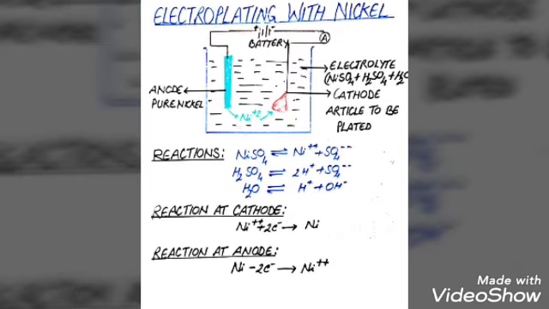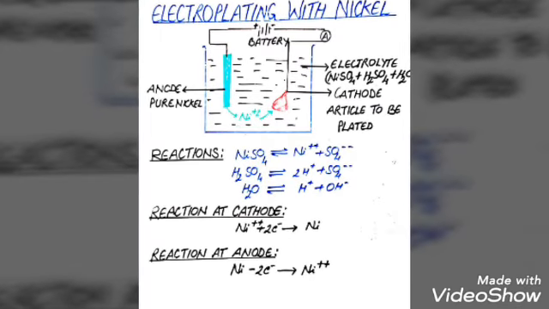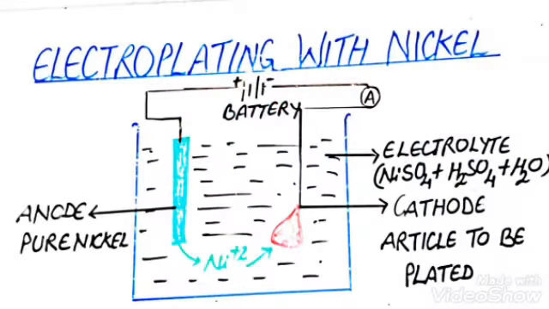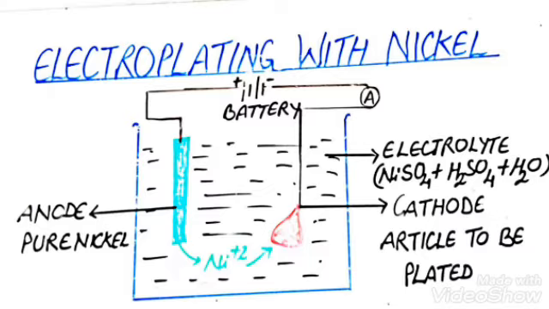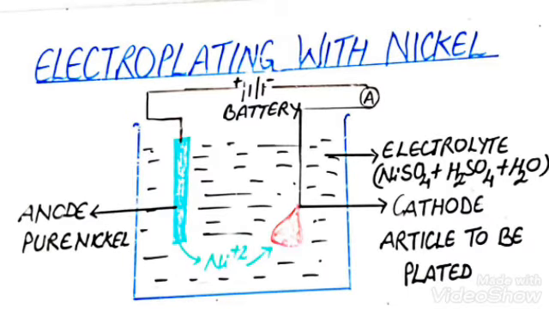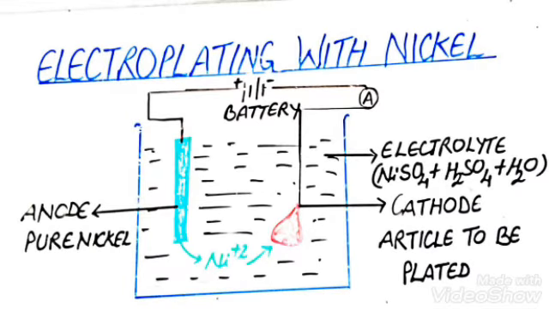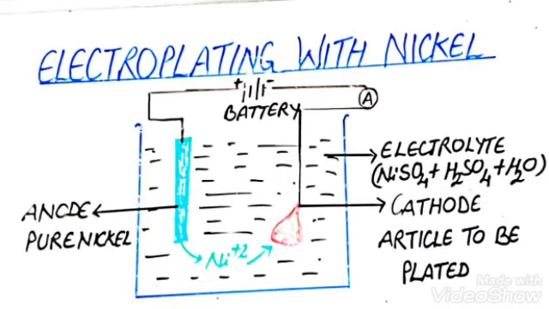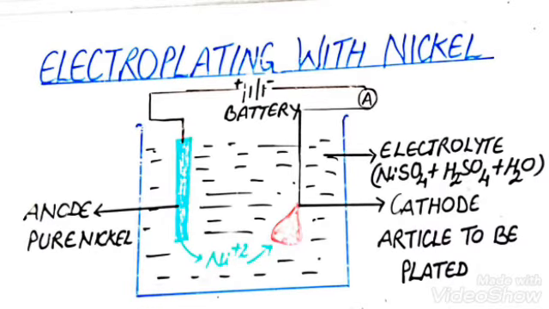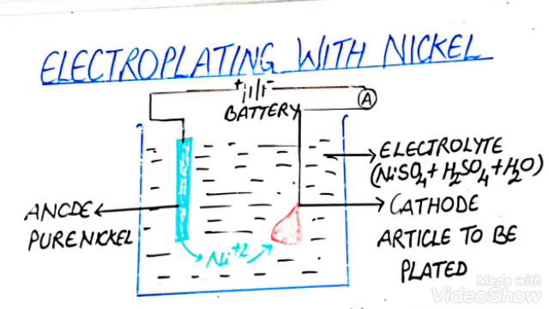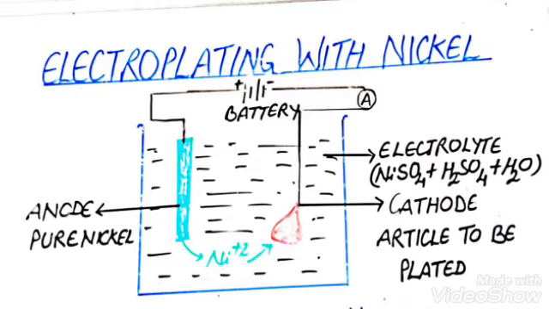Electroplating with nickel. Any article can be electroplated with nickel also. The article to be plated is connected to cathode. A thick rod of pure nickel is used as anode. Electrolyte is a solution of nickel sulfate in water containing a few drops of sulfuric acid, which enhances the process of electrolysis.